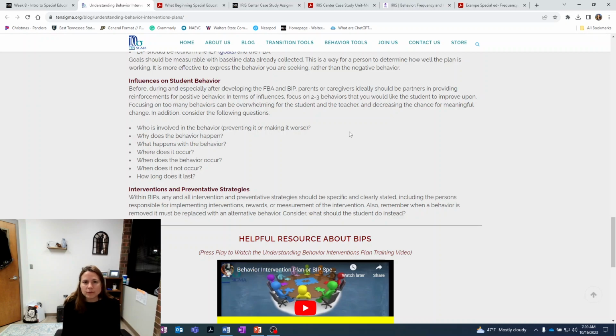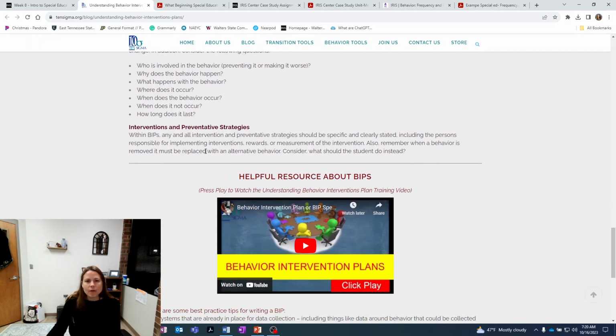It's too overwhelming for the student, and it's too much data collecting and time spent for you and drains you, because you cannot do that. So we say focus on 2 to 3, especially if there are multiple. When you're trying to focus on and make meaningful change, it's important for you to consider these questions, right? So who is involved in the behavior? Is it preventing it or making it worse? So this is a good question.